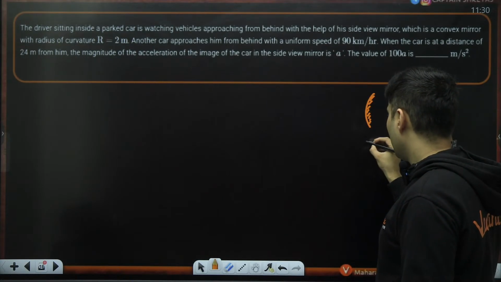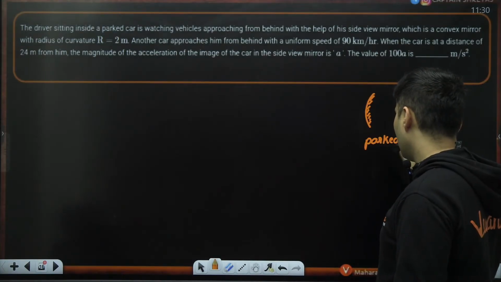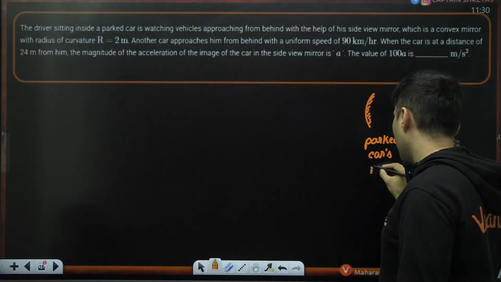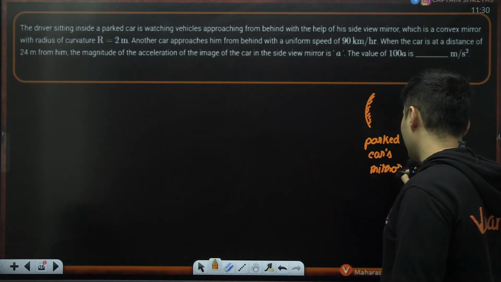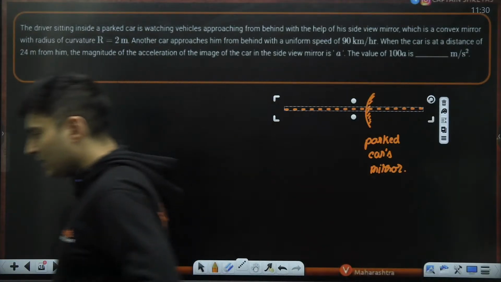So this is the rear view mirror. So this is the parked car's mirror, the convex mirror. This is our principal axis.